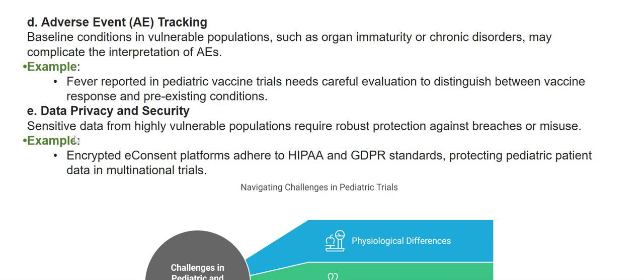Data privacy and security. Sensitive data from highly vulnerable populations require robust protection against breaches or misuse. Example: encrypted e-consent, electronic consent platforms, adhere to HIPAA in the USA and GDPR in the EU, European Union standards, protecting pediatric patient data in multinational trials. And this is a simple example on how to maintain and protect the privacy and security of the data.